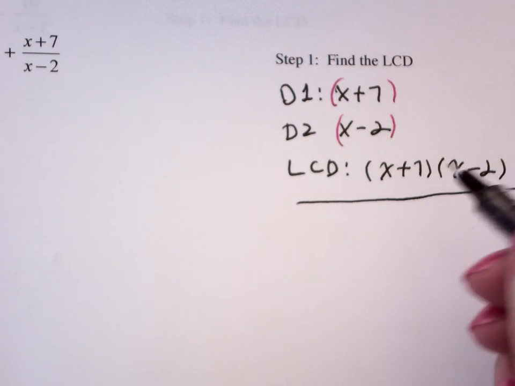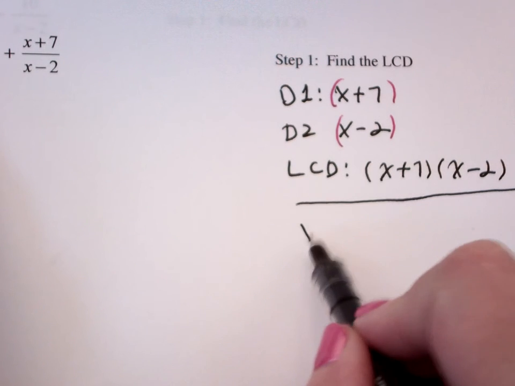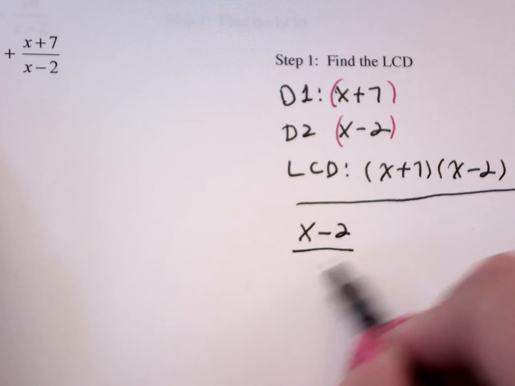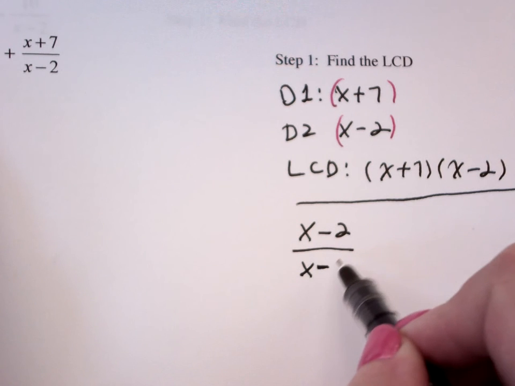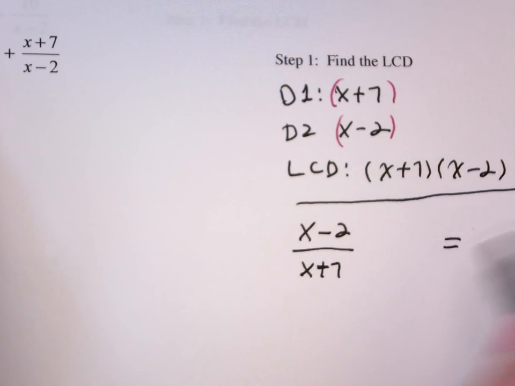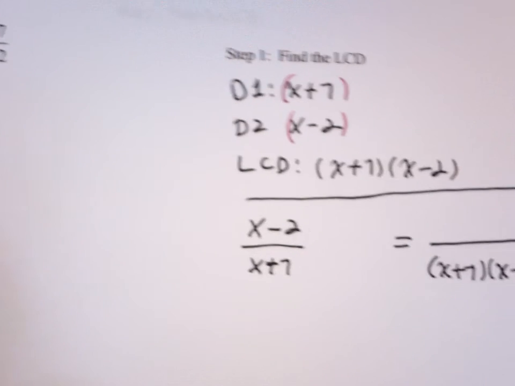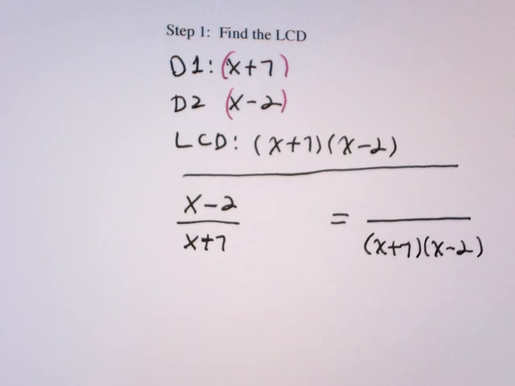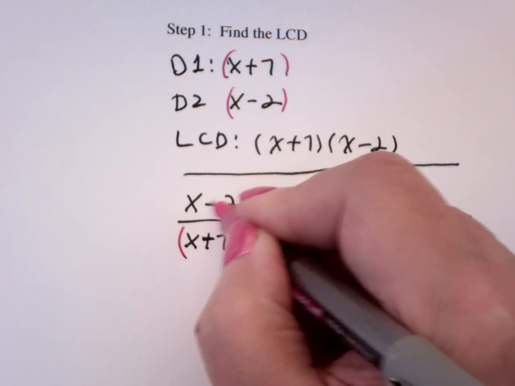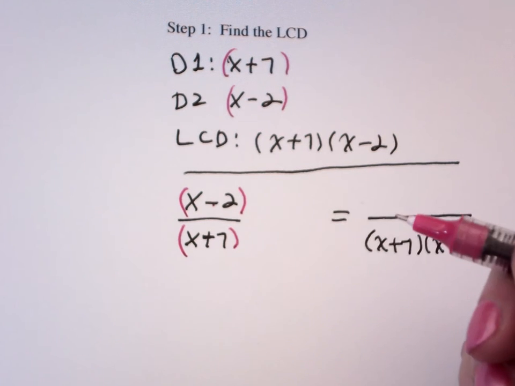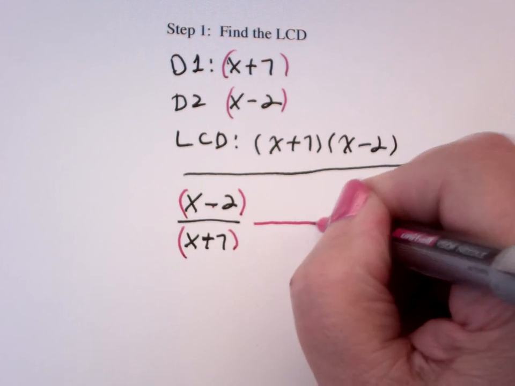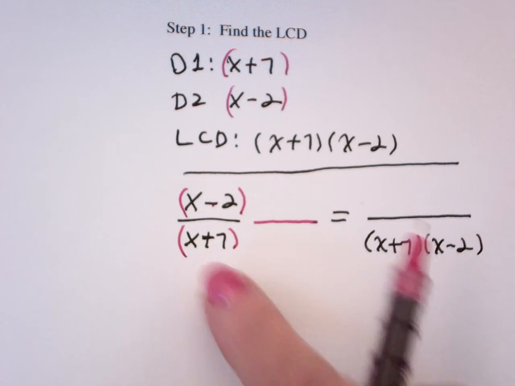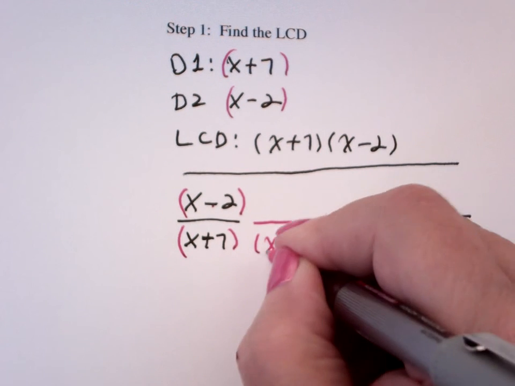Now I'm going to take the two fractions, and the first fraction is x minus 2 over x plus 7. I need to turn it into a denominator of x plus 7 times x minus 2. Now to do that, it already has an x plus 7. Remember, because of additions and subtractions, these are a grouping. It already has an x plus 7. It needs an x minus 2.